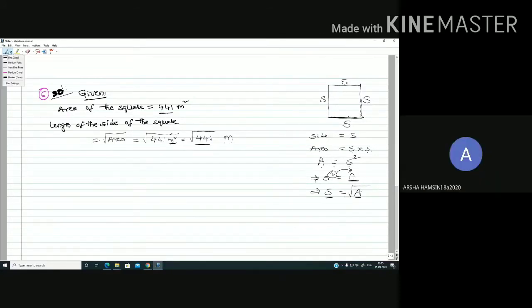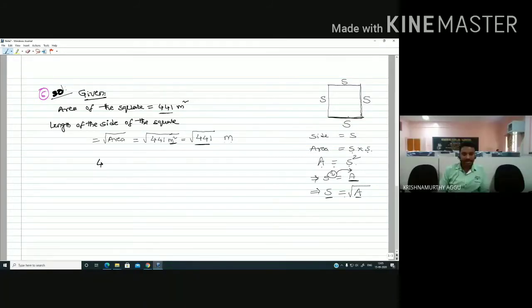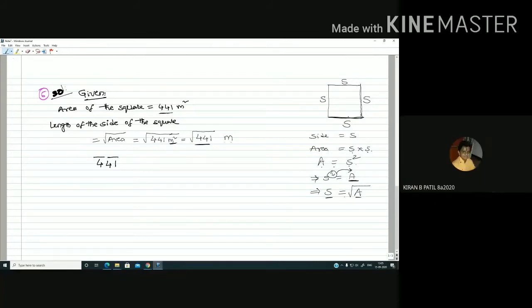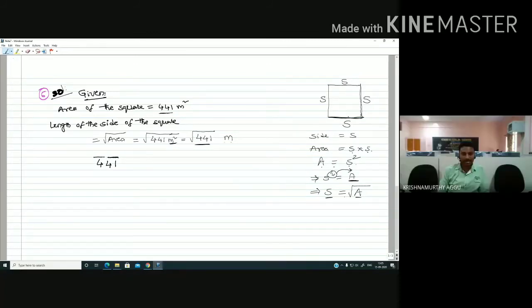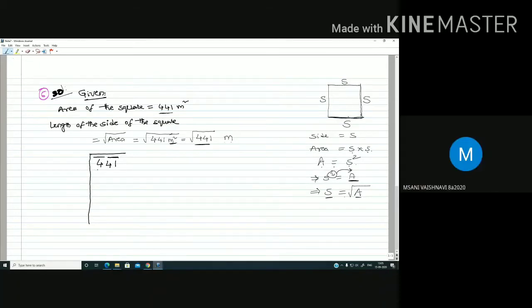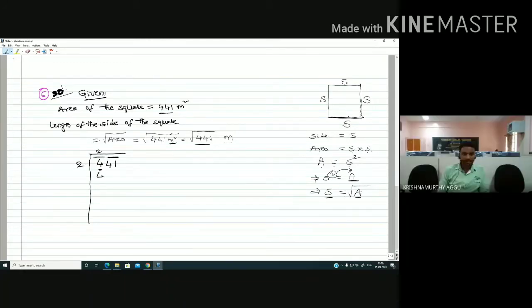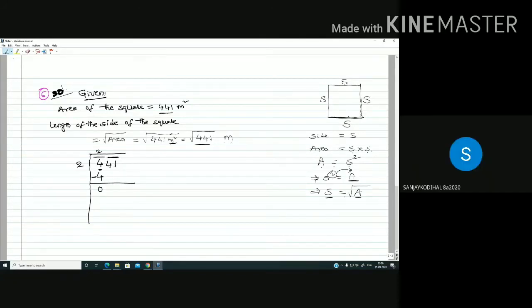441. I want to apply the long division method. What is to be done? We have to place bars from the right, here a bar and here a bar. Below the first bar, what is the number present? 4. 4 is a perfect square number. 2 times 2 is 4. 4 minus 4 is 0.